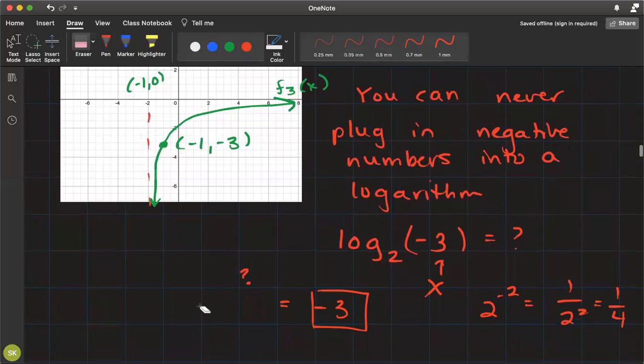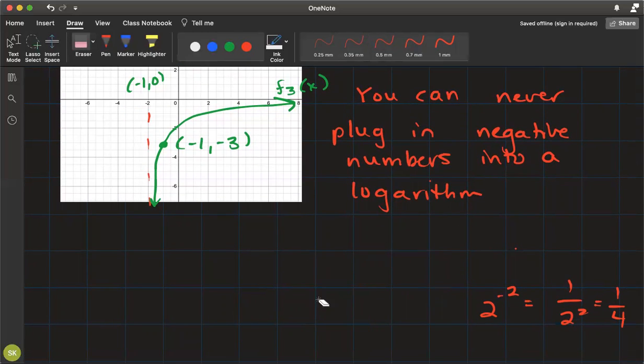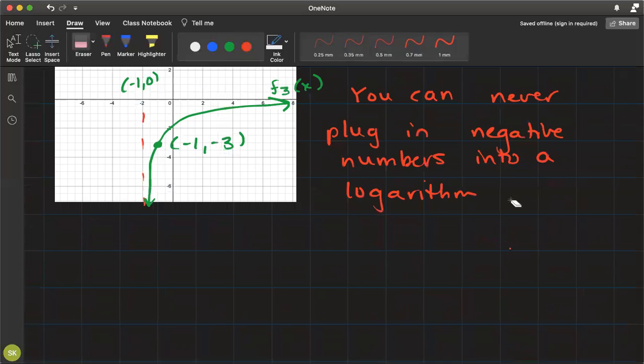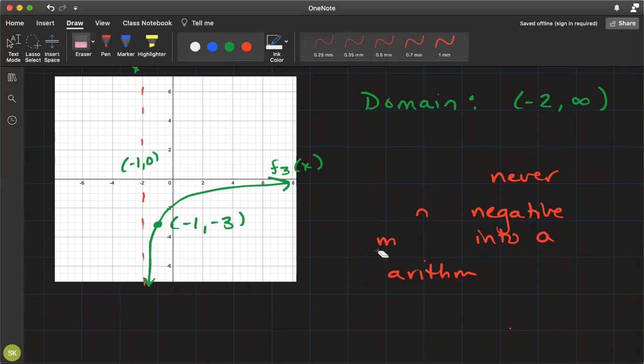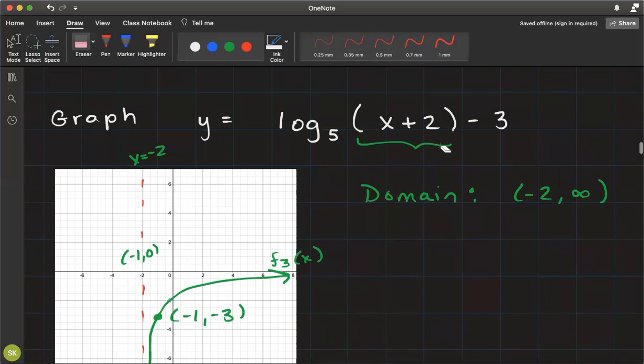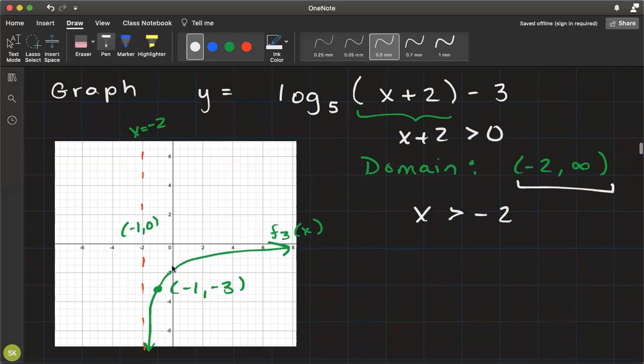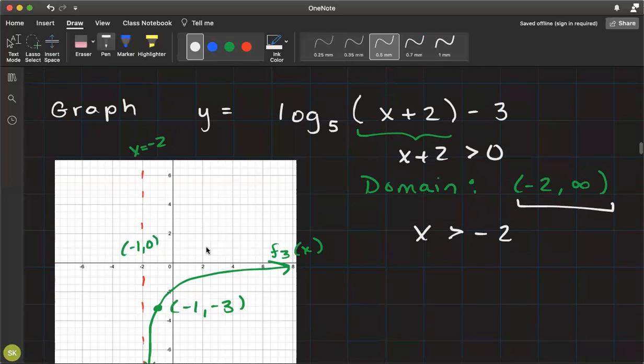So I mentioned that you could just look at the function and figure out the domain. So let's look at our function here. Let's get rid of that. So our function right here, this piece, x plus 2, has to be greater than 0. So that means x has to be greater than -2, which is the domain we got by looking at the picture. So when I ask you what the domain of a logarithm is, you're going to look at whatever's inside this logarithm, in this piece. And then you're going to set that greater than 0.